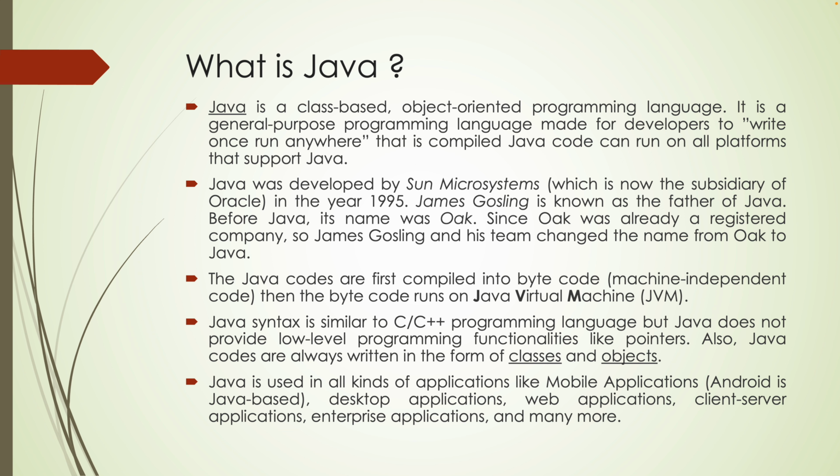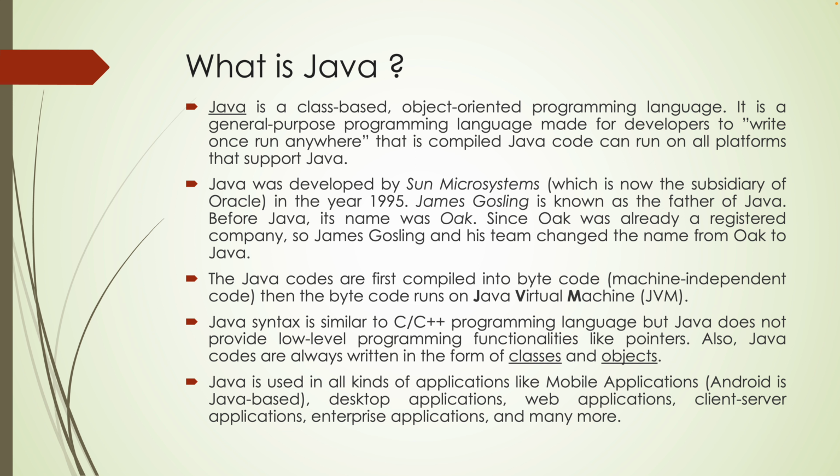The Java code is first compiled into bytecode. Bytecode is a machine independent code. Then the bytecode runs on the Java virtual machine. So in this process, when we create the Java program, the Java code goes through a process that is the compiler. The compiler converts the Java code into bytecode, and the bytecode runs on the Java virtual machine.